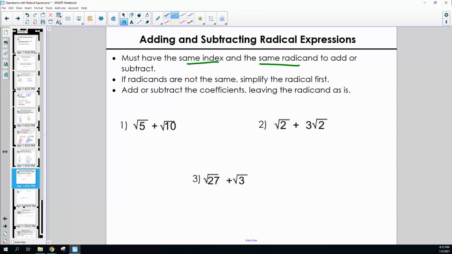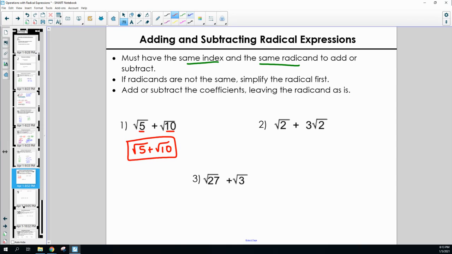So in this first example, square root of 5 plus the square root of 10. They have the same index, both indexes are 2, but they do not have the same radicand. Here we have a 5, here we have a 10. So when that happens, we want to see if we can break them down and simplify. Well, we can't simplify the square root of 5. There's no perfect square in there. And square root of 10, same thing. So since we can't simplify this, our answer will just stay square root of 5 plus square root of 10.